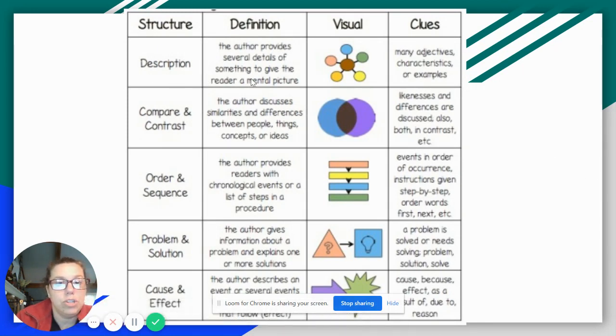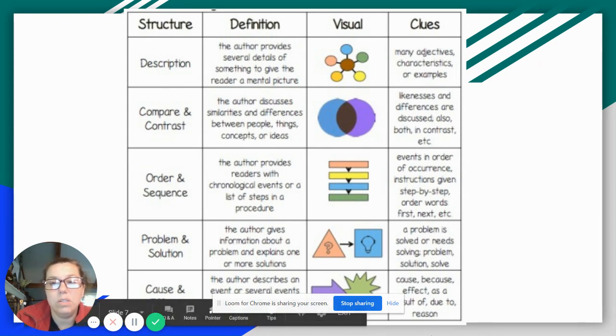Every type of structure is different. It has a different definition, a different graphic organizer that you would use. And I would say this one right here should look familiar to you because descriptions often go with narrative writing as well, which is what you guys have been doing. And all text structures have clue words. And the next slides will explain all of them one by one.